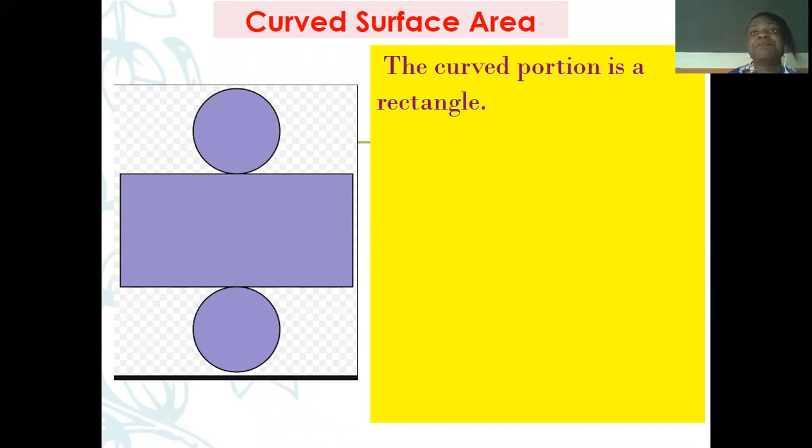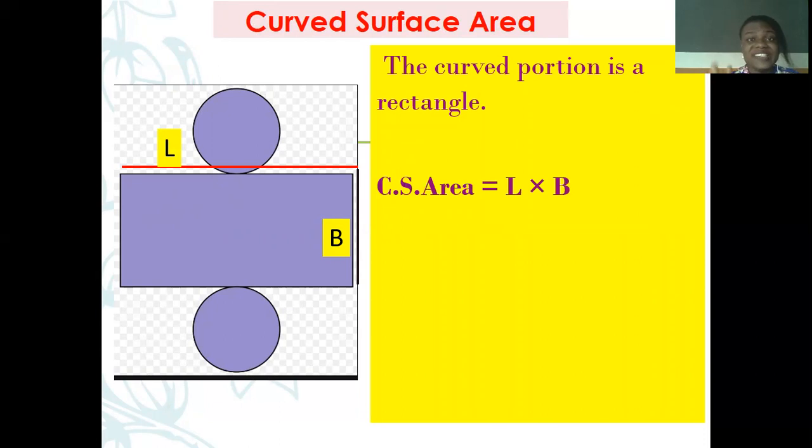Try to make a cardboard cylinder and see if you get the curved portion as a rectangle. So now, it makes our work easy to find the curved surface area because we already know that the formula for the area of a rectangle is length times breadth. So let's pick out the length. You can see the length, and this is the breadth of the rectangle. So our curved surface area here is length times breadth.